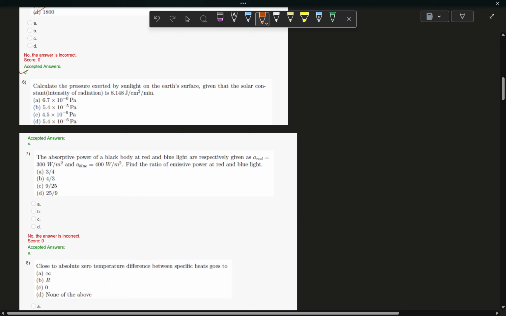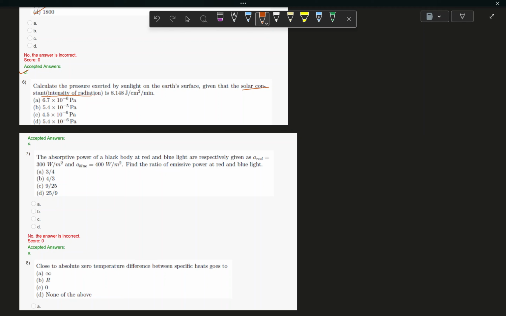Now question number 6 is: calculate the pressure exerted by sunlight on Earth's surface, given that the solar constant, or intensity of radiation, is 8 point something joule per centimeter square per minute. So the radiated energy per area per time from the sun is given by this term called solar constant. Solar constant is also called intensity of radiation. It is the energy per unit time per unit area that is coming from the sun to reach the earth.